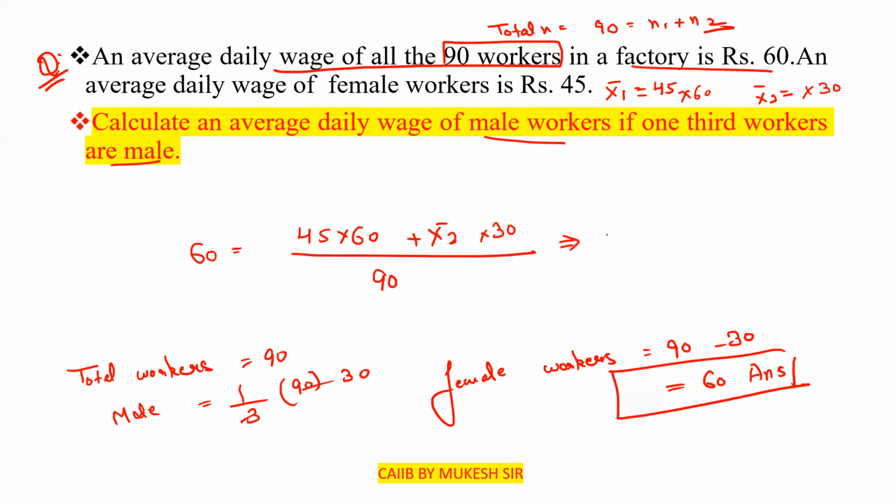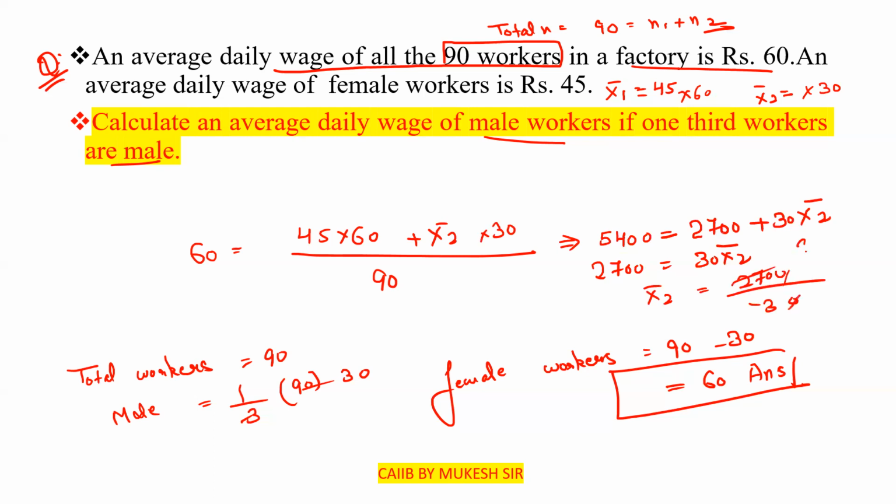So 90 times 60 is 5400, equal to 45 into 60, which is 2700, plus 30 X2 bar. So 2700 is equal to 30 X2 bar. What is the value of X2 bar? Kindly tell fast. X2 bar is equal to 2700 upon 30. Cancel out, it comes out to be 90. So X2 bar, the average daily wage of the male worker, is 90.